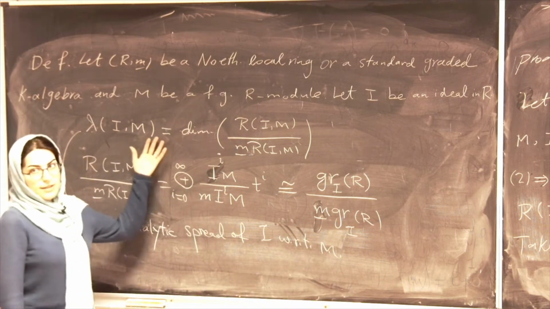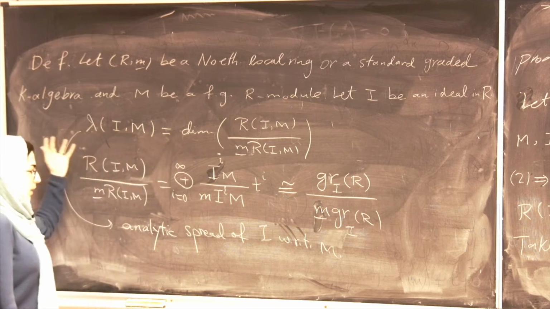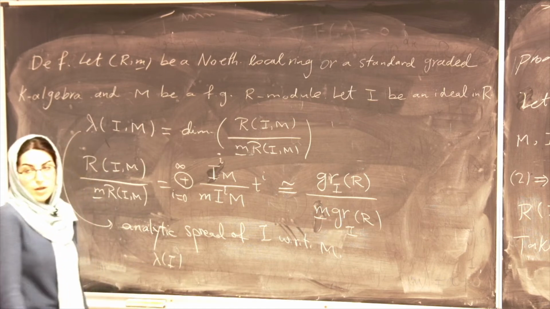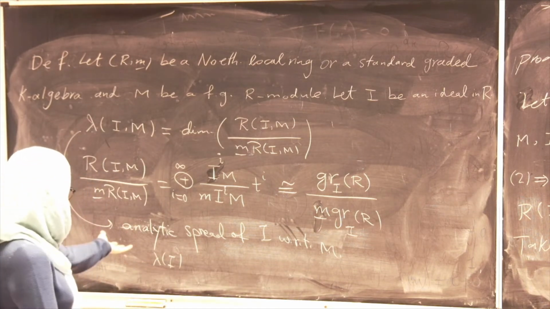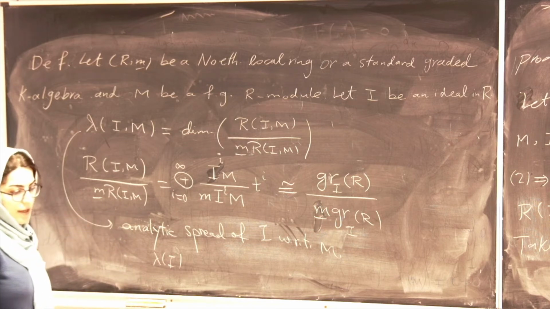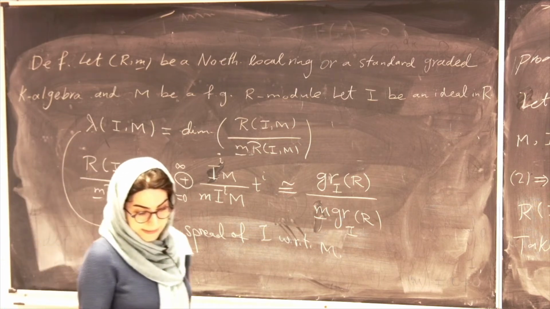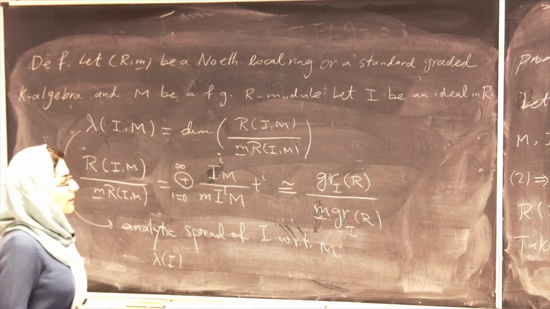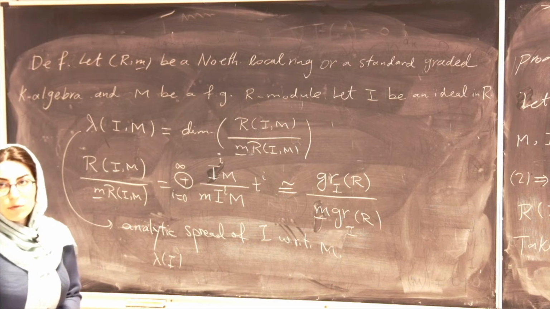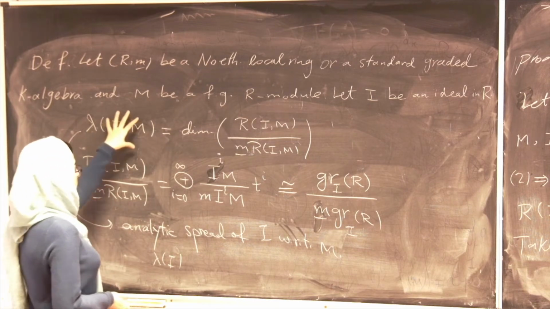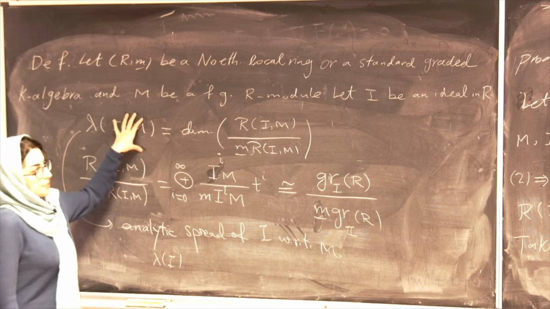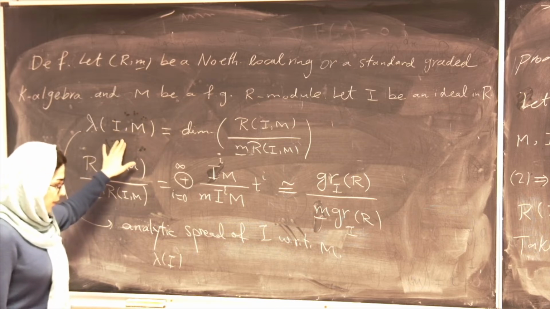And when our module is the ring itself, we just call it the analytic spread of I, and we write it as just lambda I. This means that the module is the ring itself. So what we want to show is, first of all, we want to find an upper bound for this number in terms of the number of generators of a reduction ideal of I.